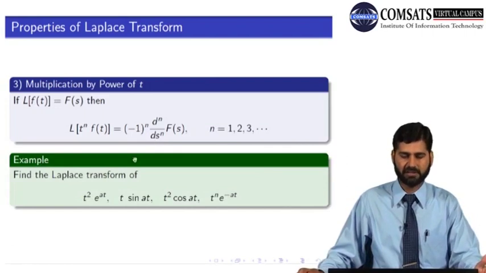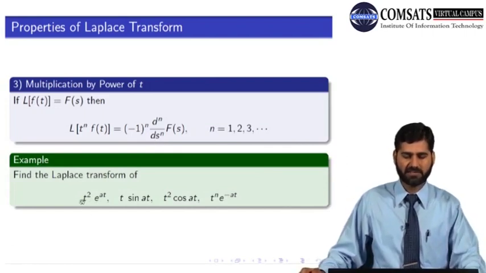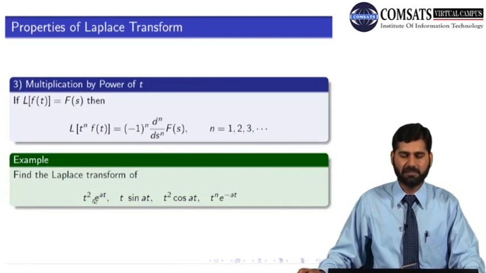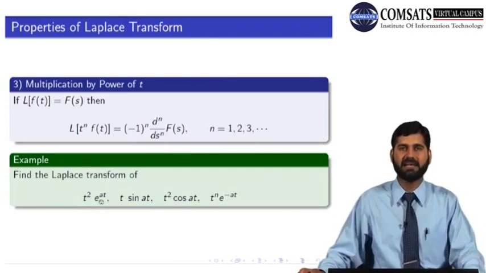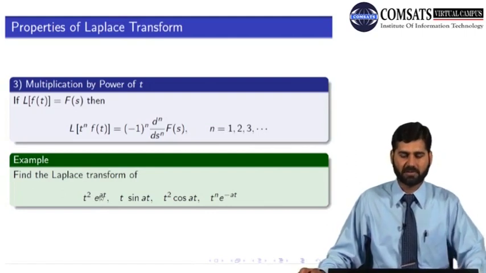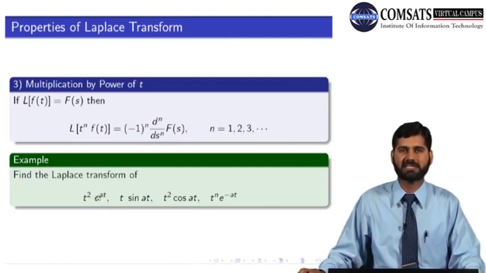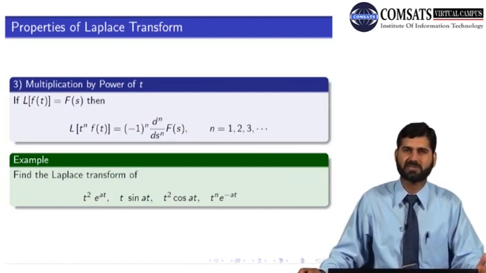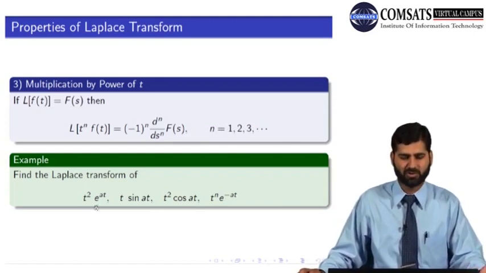So here, the Laplace transform of t squared times e to the at will be the second derivative of the Laplace transform of e to the at. What is the Laplace transform of e to the at? It is 1 over s minus a. So take two derivatives of this: it will be minus 1 over (s minus a) squared, and again plus 2 over (s minus a) cubed. So 2 over (s minus a) cubed will be the Laplace transform of this expression.